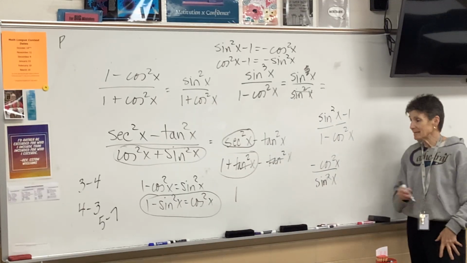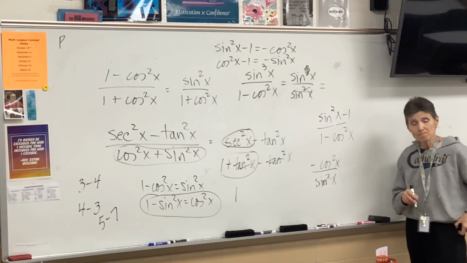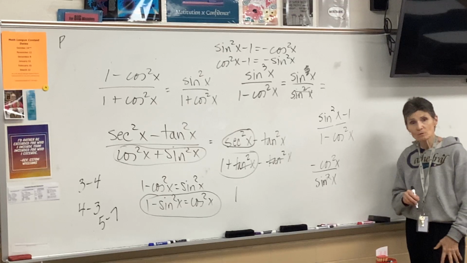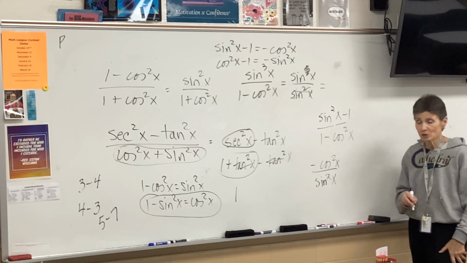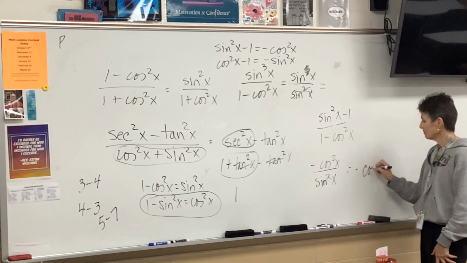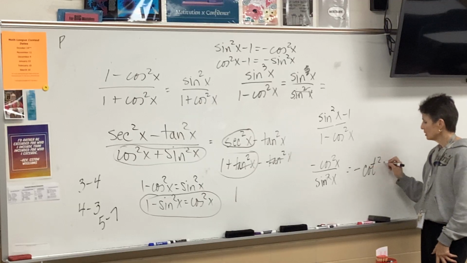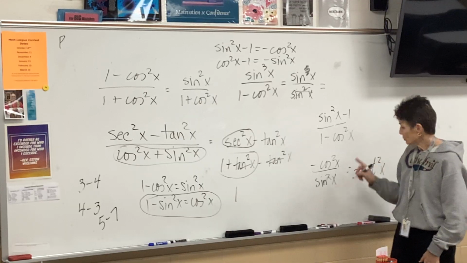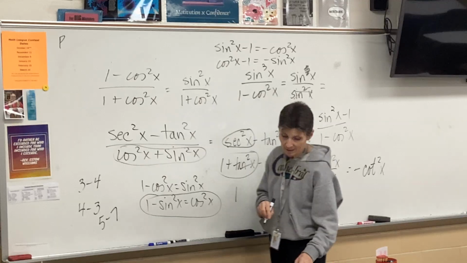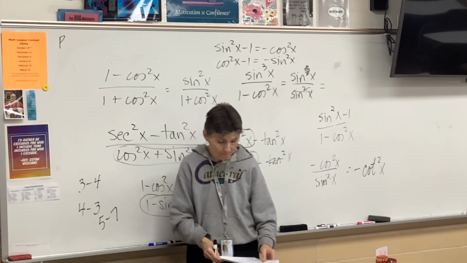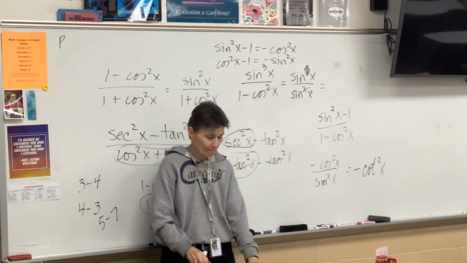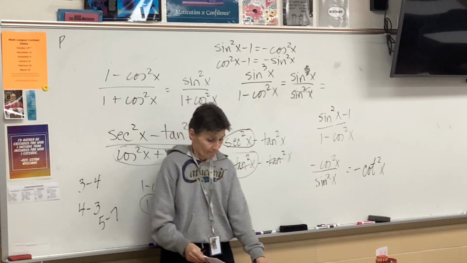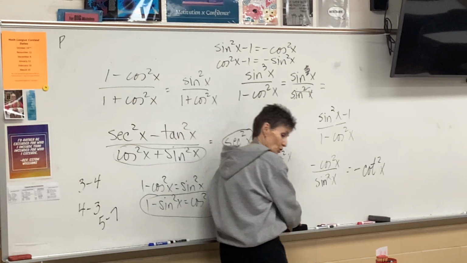So anyway, now I got negative cosine over sine. Cosine over sine is cotangent. So this is negative cotangent squared. They're squared, negative cotangent squared. All right, that takes care of that sheet.